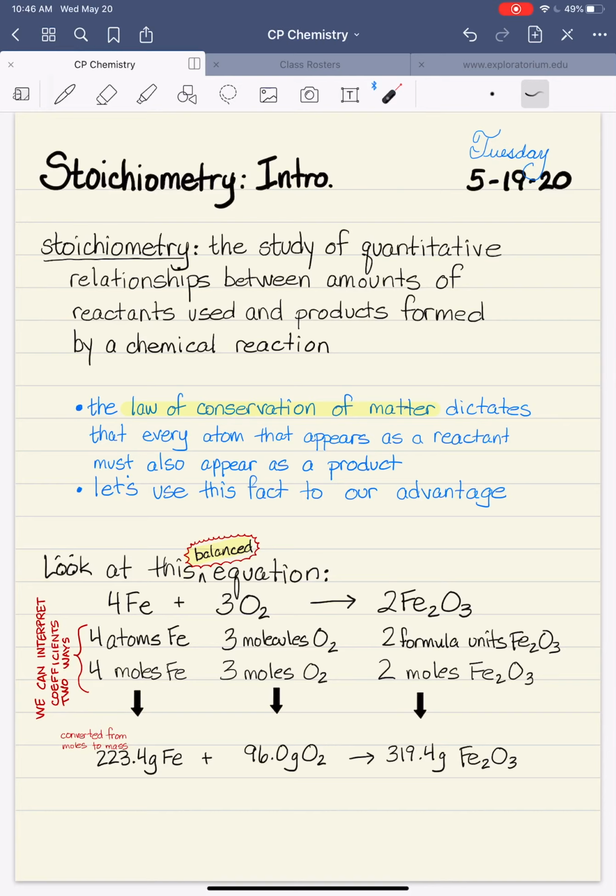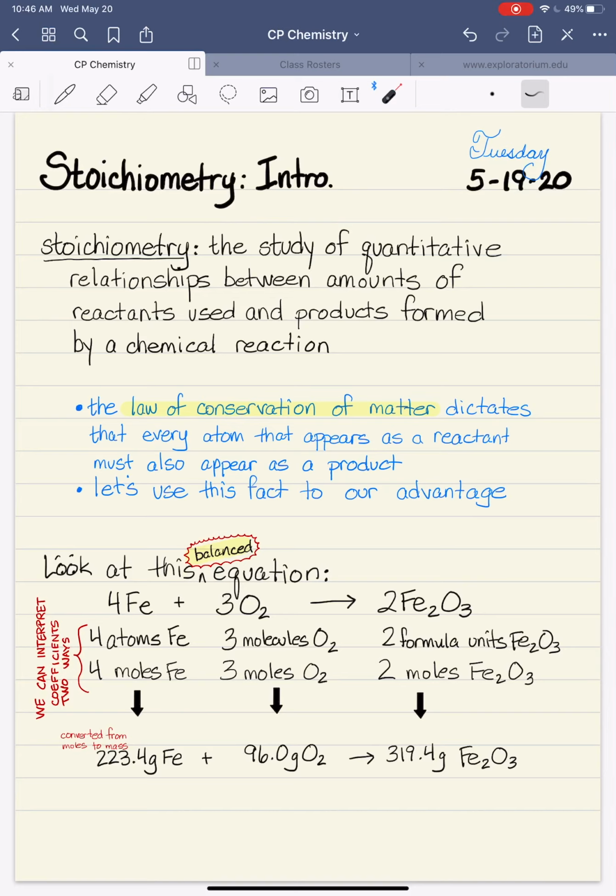All right, now ways of looking at this particular balanced equation. The first thing we learned is how to interpret the coefficients in terms of particles. For example, 4Fe can mean 4 atoms of Fe. 3O2 can mean 3 molecules of O2, and 2Fe2O3 can mean 2 formula units of iron(III) oxide.